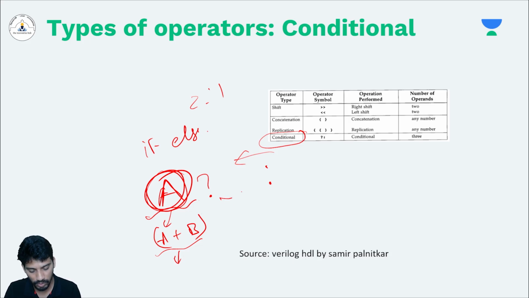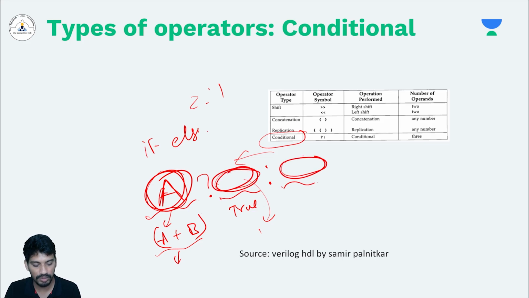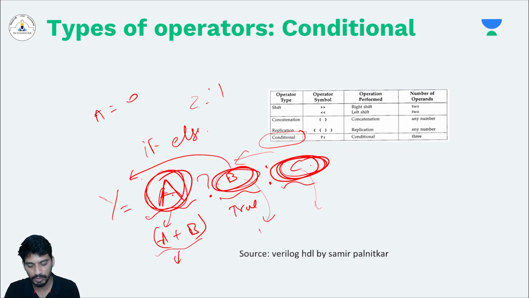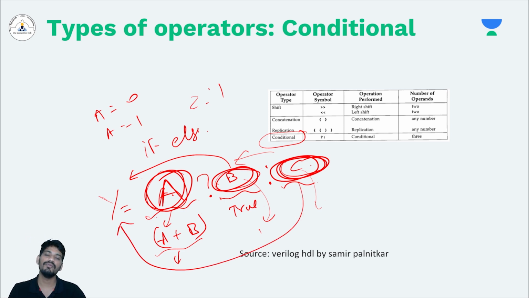It will check whether the expression is true or false. If the expression is true, then execute this true line of statements. You can put either a value or an expression here itself. And if the expression is false, then it will execute the expression or value presented in this part. So this is my y output. Let's say if my A is equal to 0, then it will execute y is equal to b, and if my A is equal to 1, then it will execute y is equal to c. We'll see how to design a 4:1 multiplexer using only the conditional operator in the following slides.